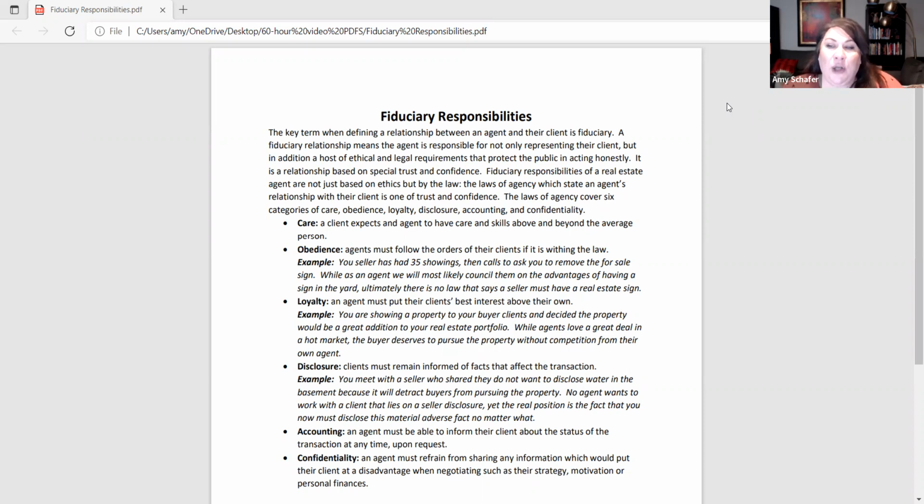The only way we know about that fact is that the seller must disclose it no matter what. And if they refuse to, you as the agent now have an obligation to disclose it no matter what. Even if the seller doesn't want to, you're now responsible to do it.